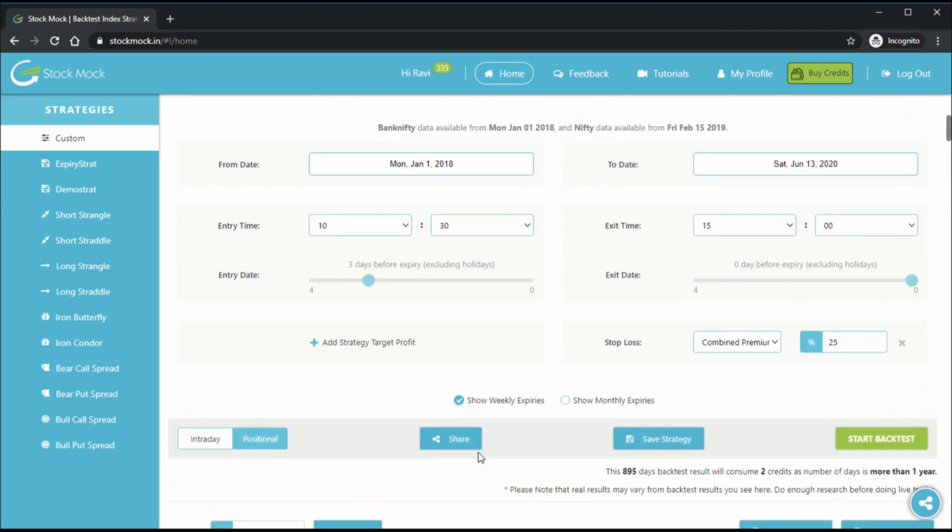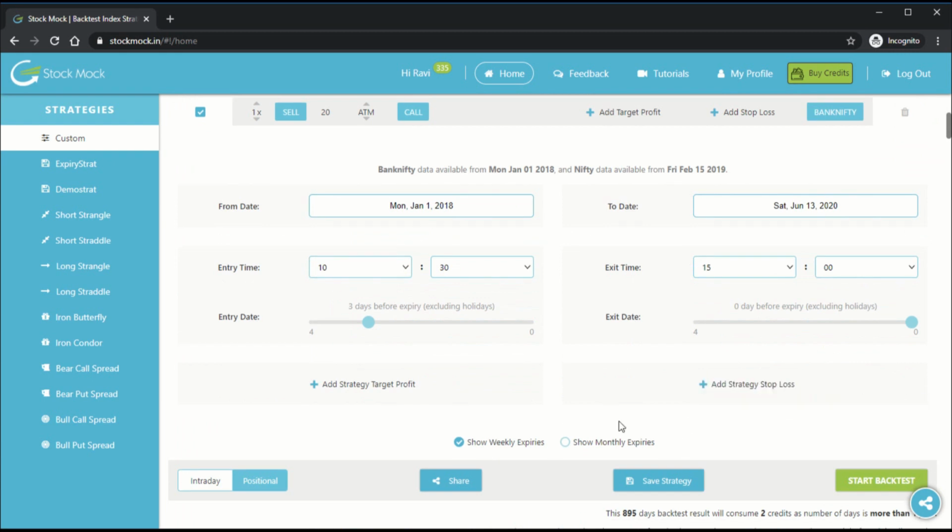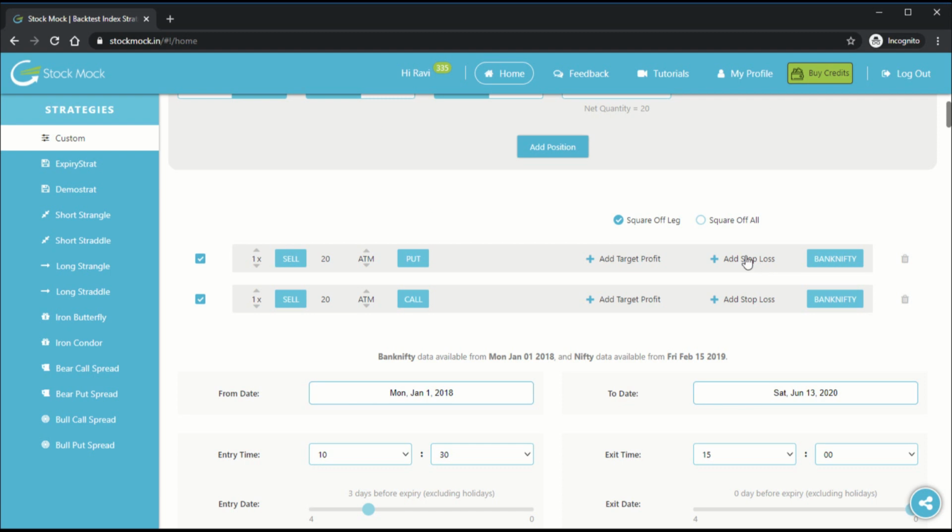There are some strategies where we would like to have stop losses at each individual leg level. To backtest those kinds of strategies, you can use the stop loss option that is available on each leg that we have added. You can specify the stop loss in terms of percentage of premium or in terms of points. I am specifying it in terms of percentage here. So let's run the same strategy again.